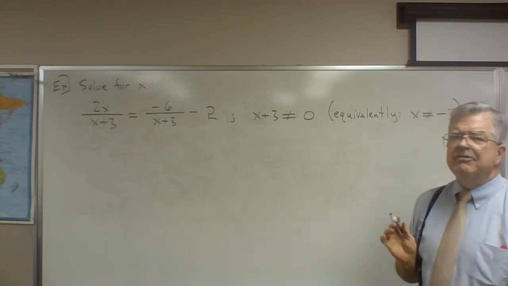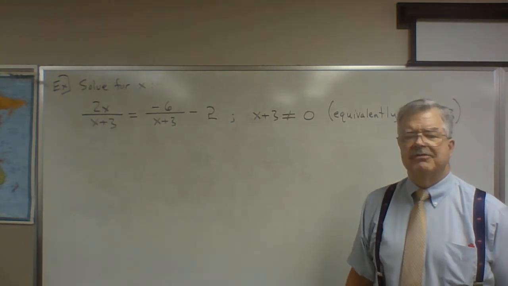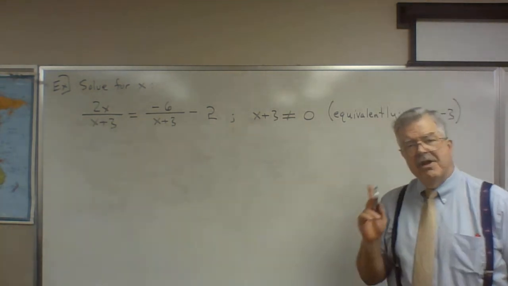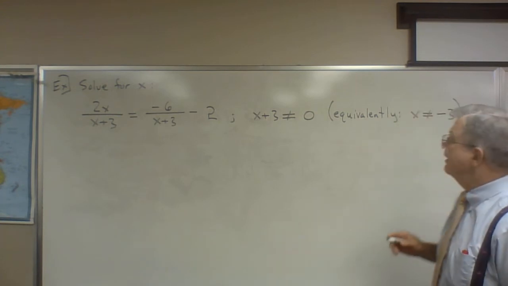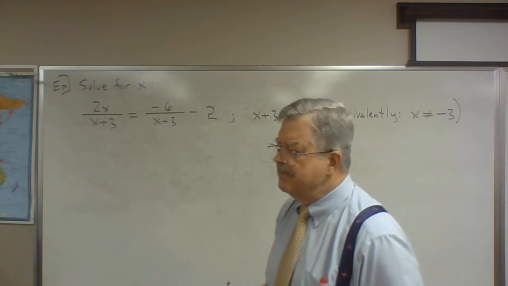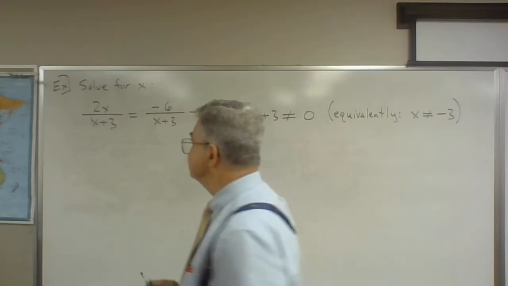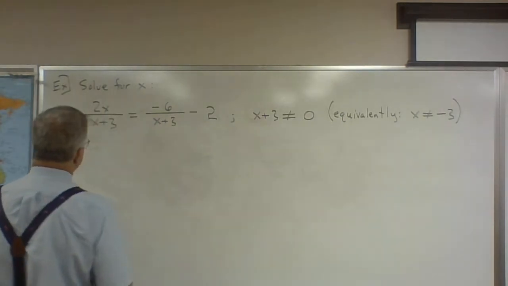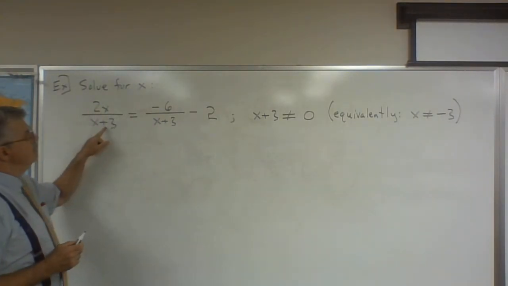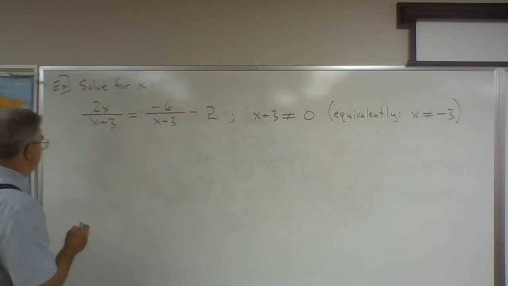So we want to make sure that we're aware of that as we go through the procedure of solving this equation. And now that we've noted what our restrictions are, namely that x can't be equal to negative 3, let's solve. We all hate fractions. So let's multiply both sides by the denominator, x plus 3.